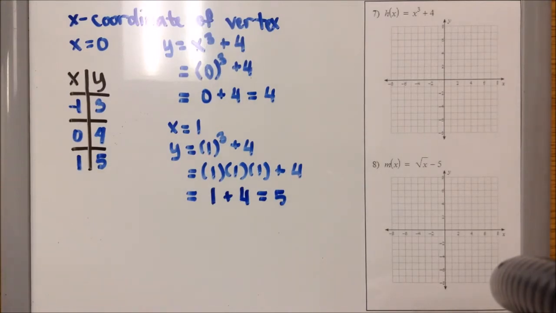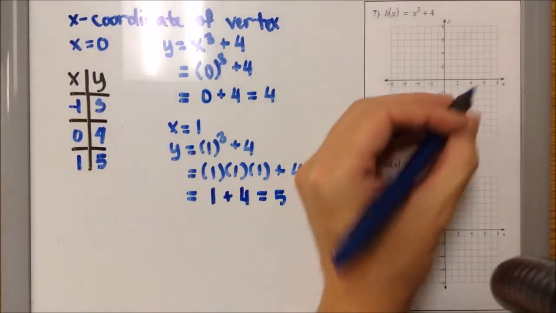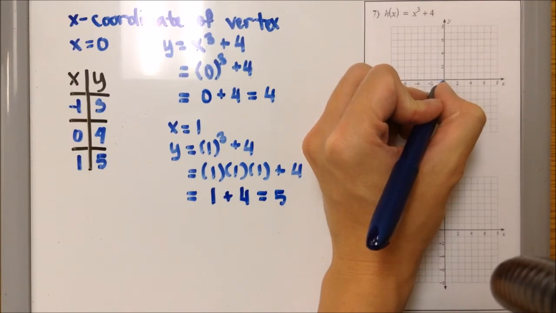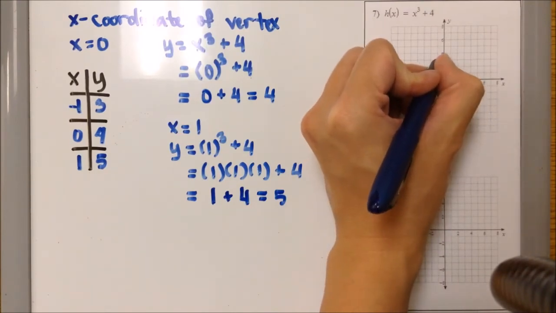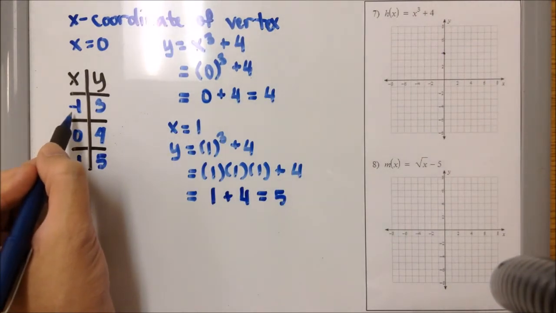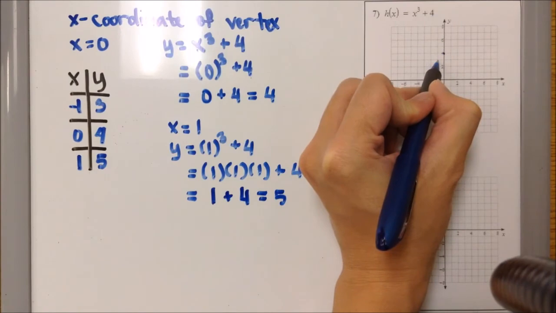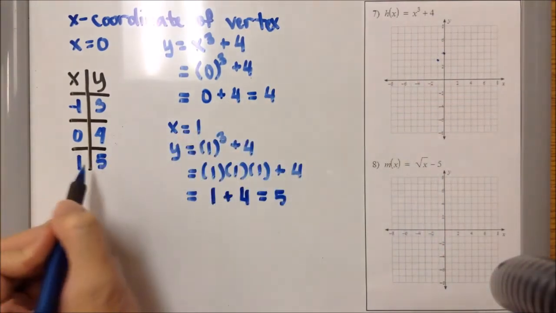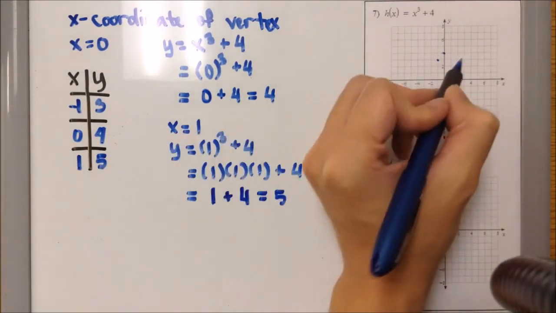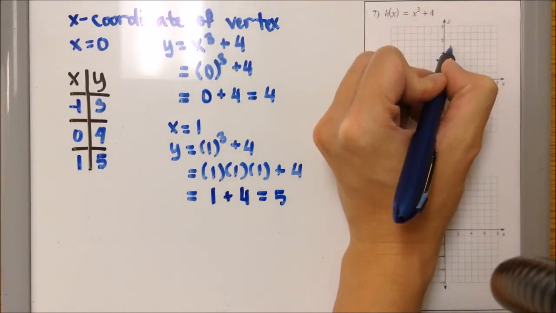So once we get our 3 coordinates, I'm going to mark them on this graph. So our center is 0, 4. So 0 for x and then 4 for y. So one coordinate is -1, 3. So here's -1, and then here's 3. And then here is 1, 5. So 1, and then 5 up here.